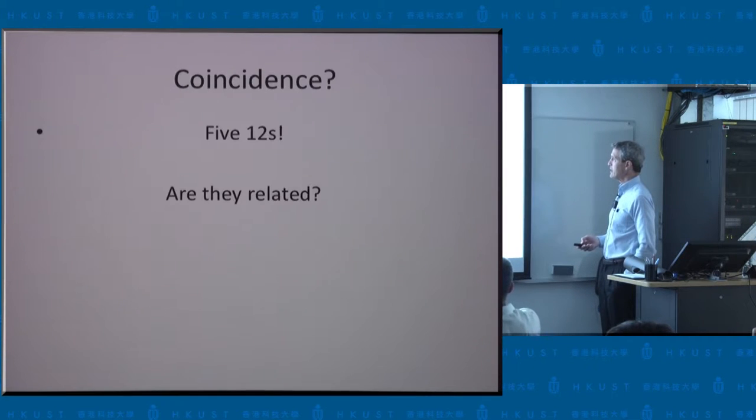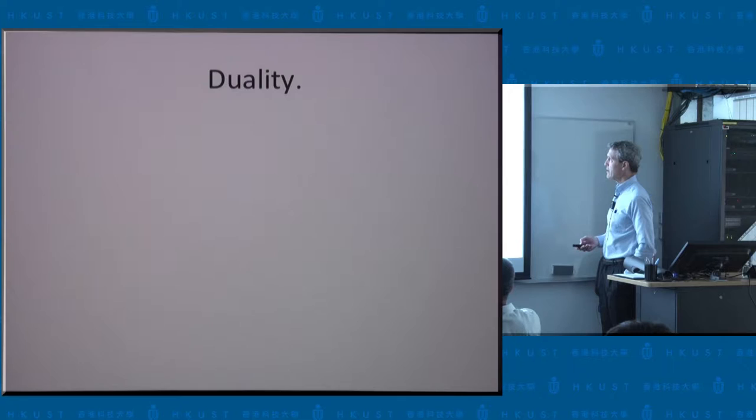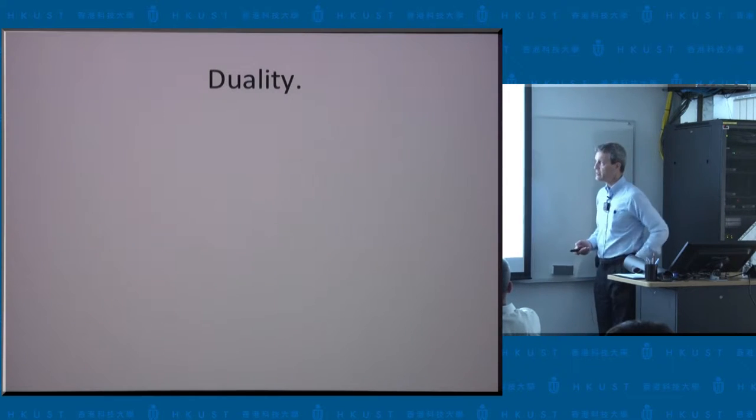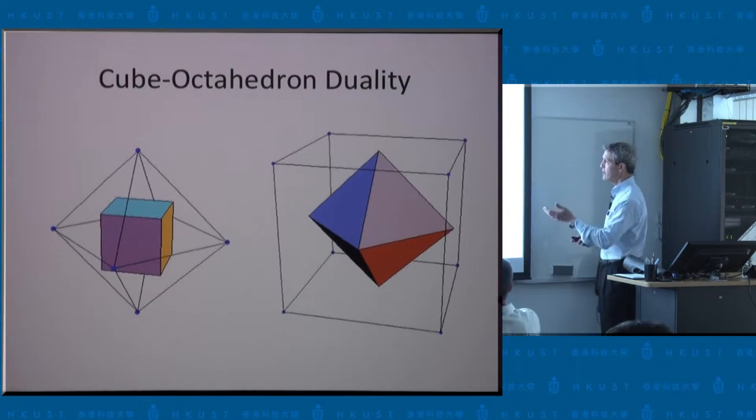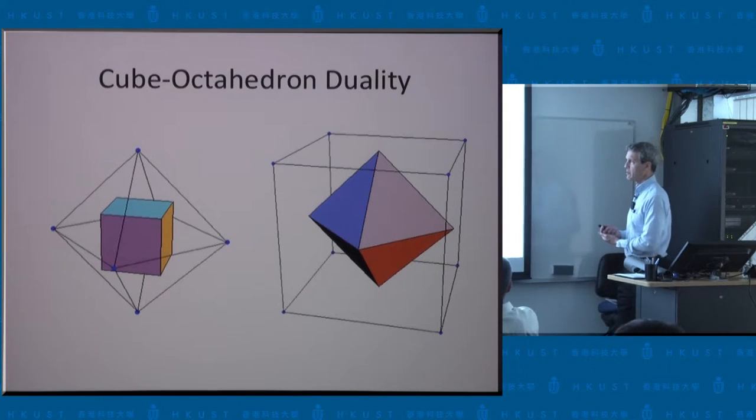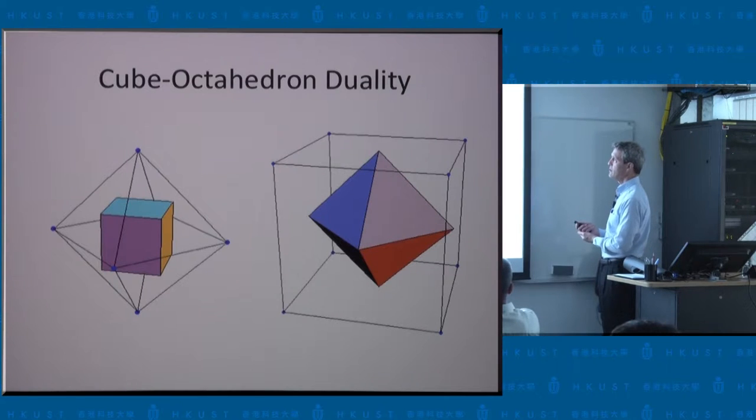And this is connected with a phenomenon called duality, which was known to the Greeks, but it took them about 200 years to discover it. They knew the regular solids in the 6th century BC. The Pythagoreans knew about the regular solids, but they didn't know about duality until the time of Plato, about 200 years later.